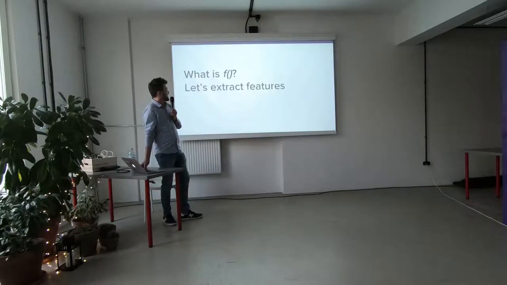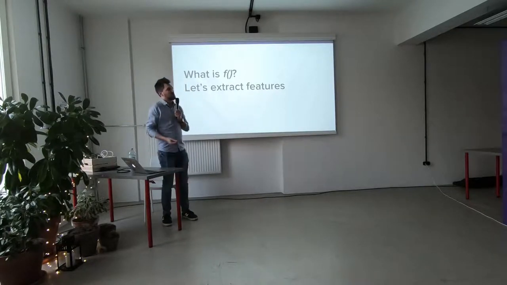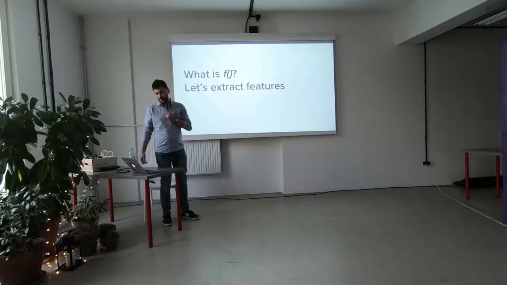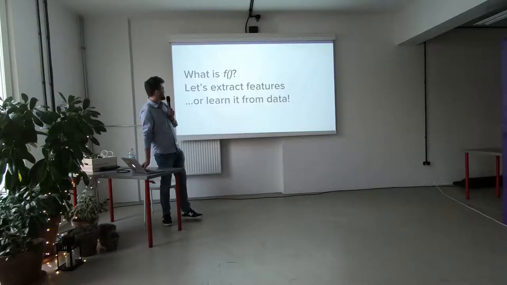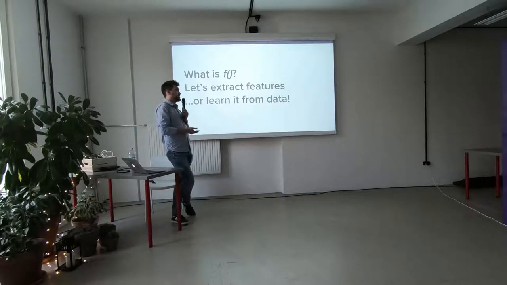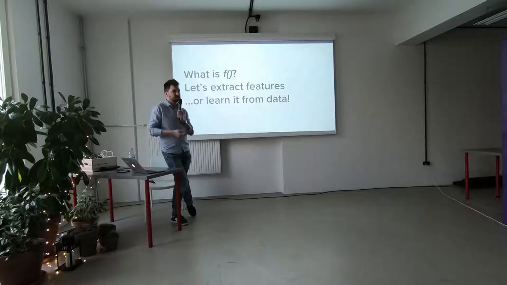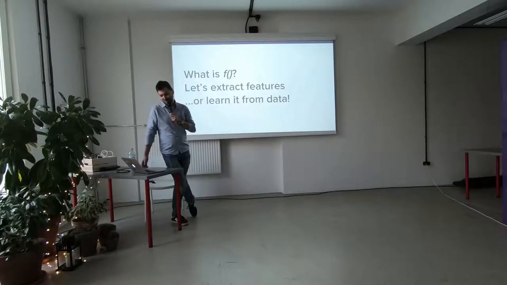What can we use? We can extract some engineered features, like the color of the eyes, color of the hair, maybe some ratio between some facial features. But also, spoiler, if we have a lot of data, we can just learn this function. We can try to learn a function that will map our images to a space where this Euclidean distance is applicable and will give us what we want.